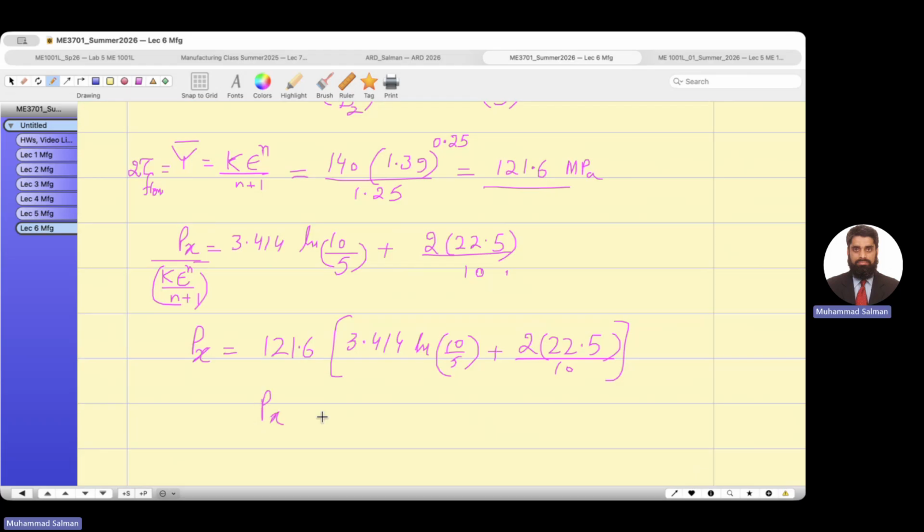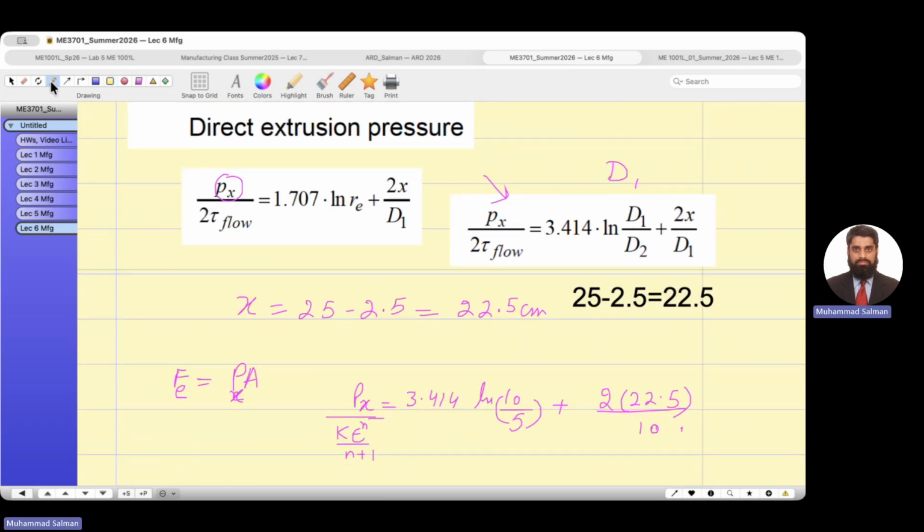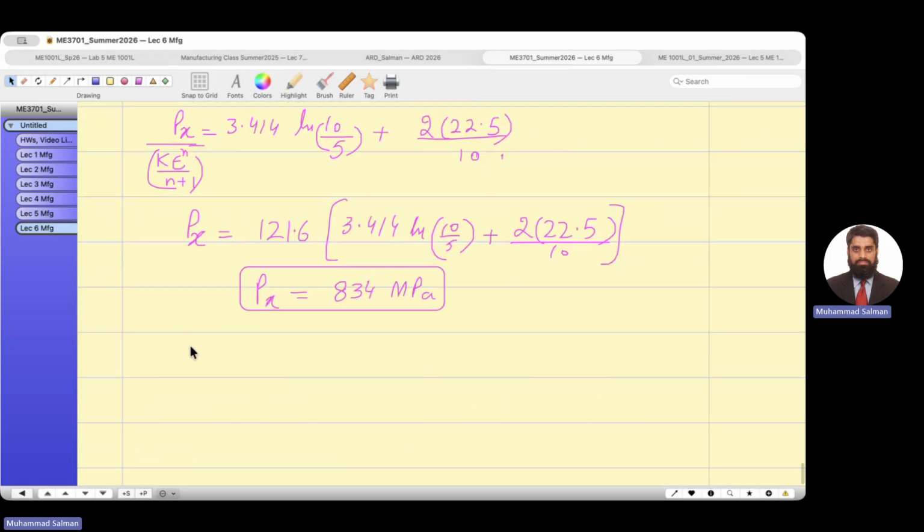What do you get for this one? Do you get 834 megapascals? Yes. He says yes. She says yes. Dimitri says yes. That's good. Now look, what is pressure? Force over area. Okay. So I can use this formula to find out the extrusion force.